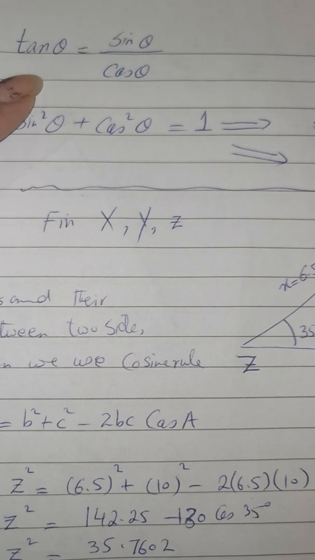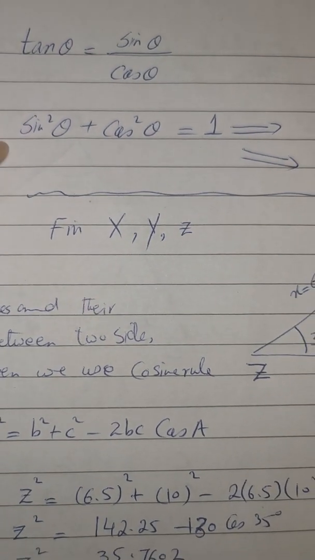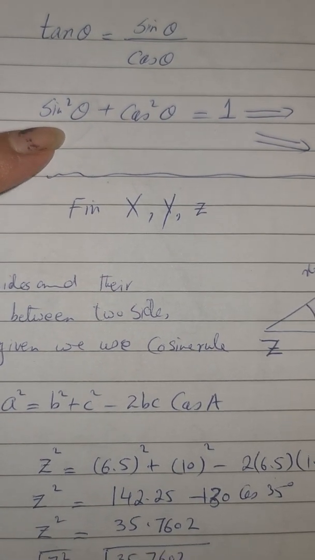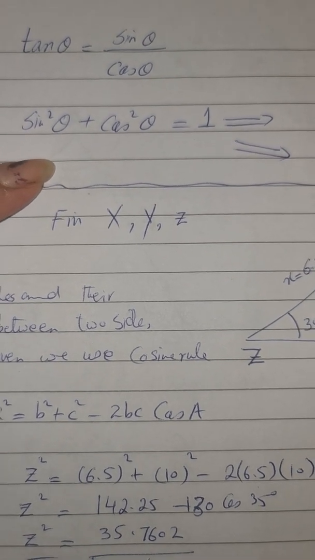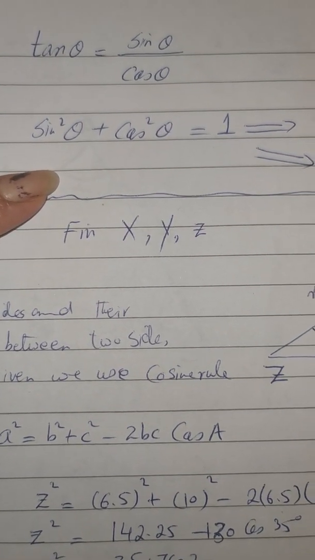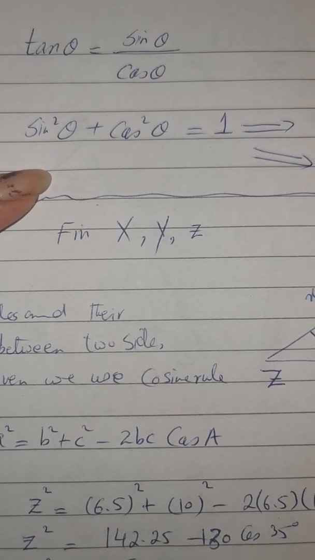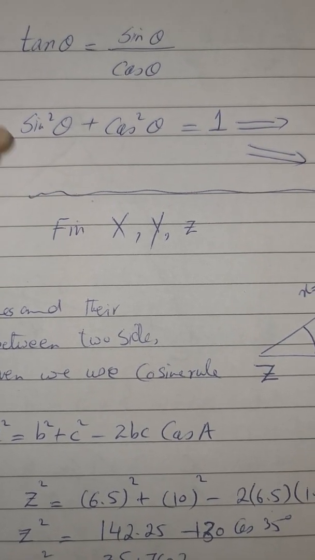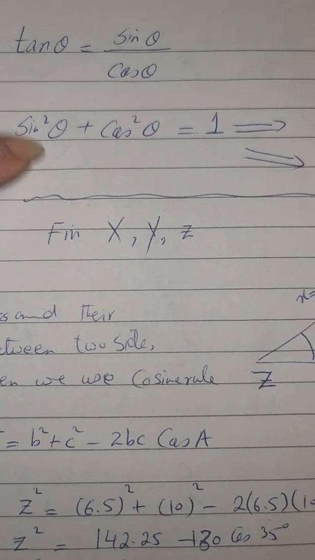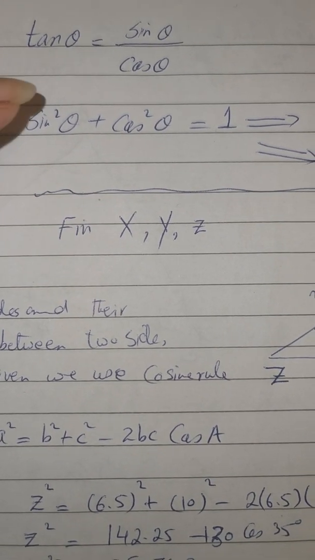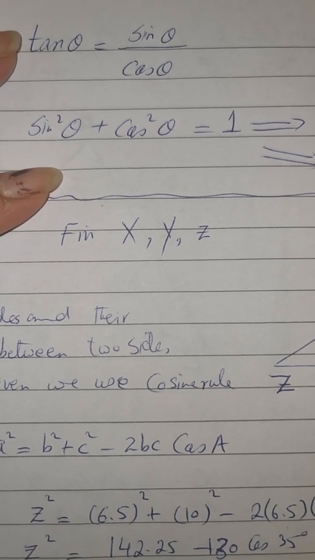First of all, tan theta is equal to sine theta over cos theta, and the next formula is sine square theta plus cos square theta, their summation is equal to 1. Sine square theta plus cos square theta is equal to 1. These two formulas are used again and again in questions. We have to apply these formulas, so you have to remember these two formulas.